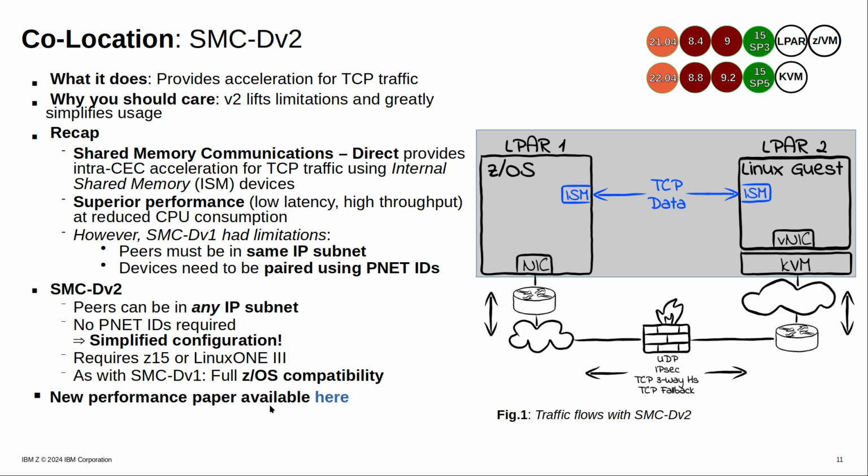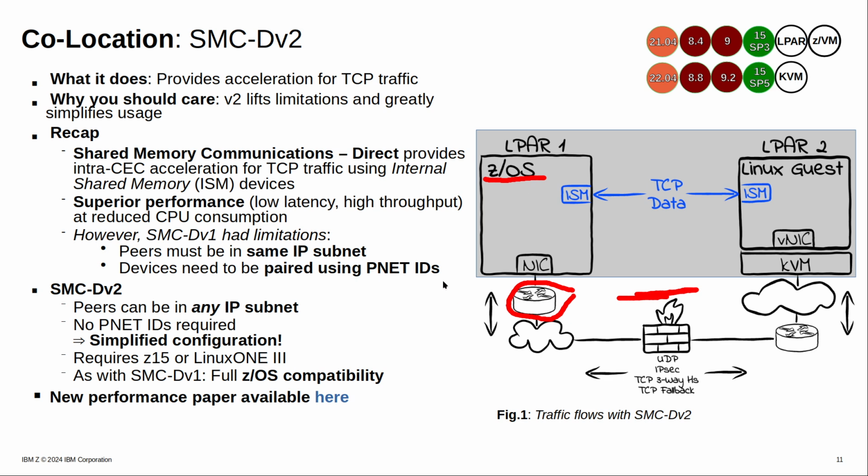And version 1 had a limitation where the peers had to be not only on the same box, but actually on the same IP subnet. And we lifted the latter restriction. So now both can be on separate IP subnets, and it does not matter what kind of routers, for instance like this one here, or what kind of firewalls like this one over here are around. It will always work as long as the two peers can talk to one another and are located on the same box. And that is, of course, compatible with z/OS.